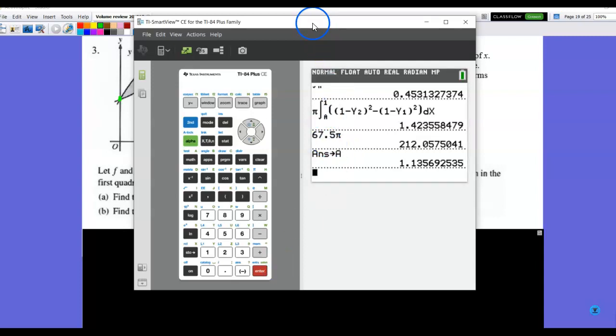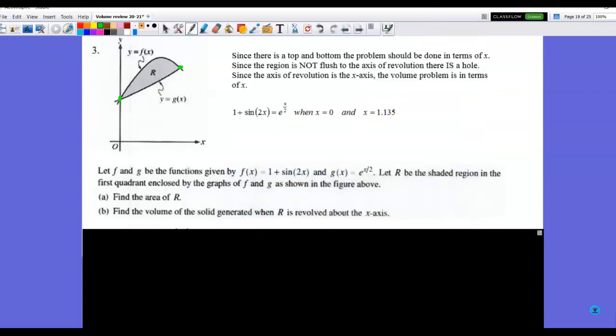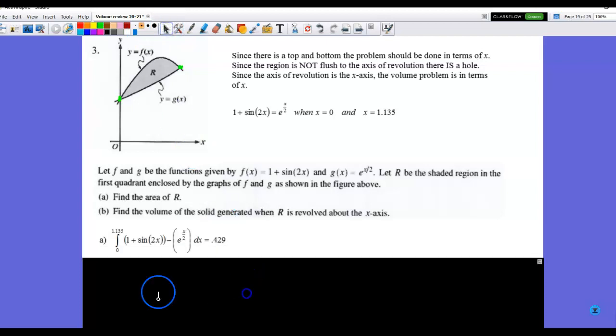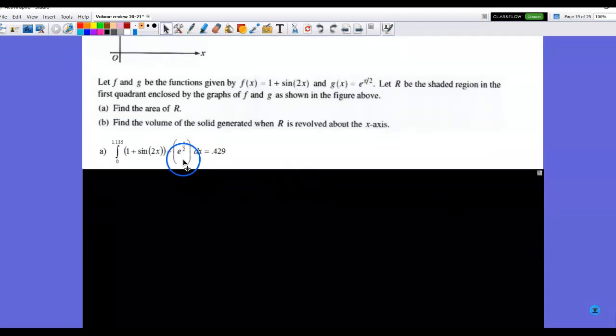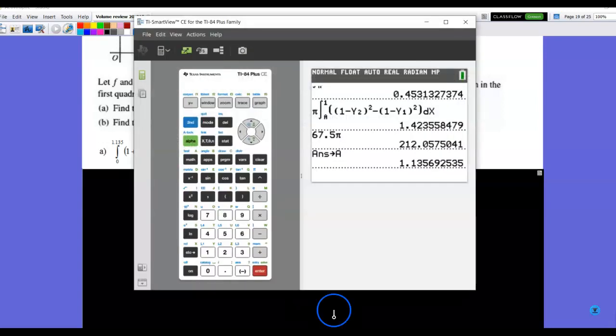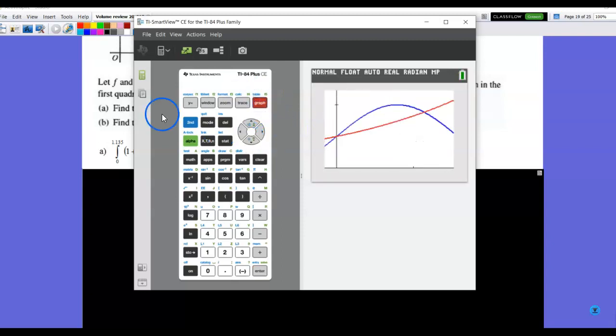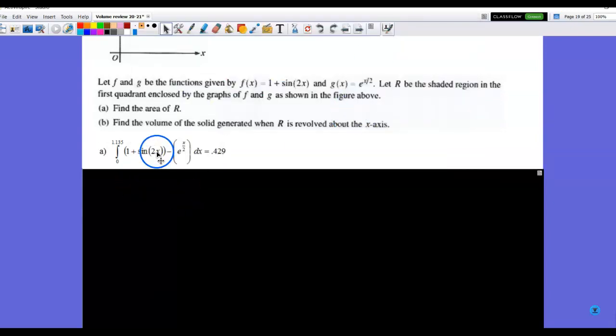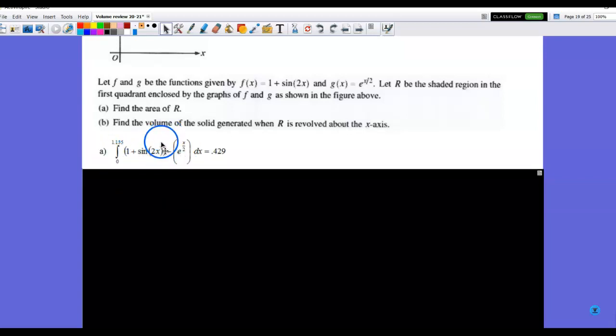So I have my points of intersection. We're trying to find area, so let's look at my setup. For letter A, lower bound 0, upper bound 1.135. Top curve is the trig function. Bottom curve is e to the x over 2. The confirmation of that is when I look at my graph, I should be able to figure out, based on the order it's graphing, which function is which. So the trig function is on the top, minus the bottom. This is area, no pi, no squaring.